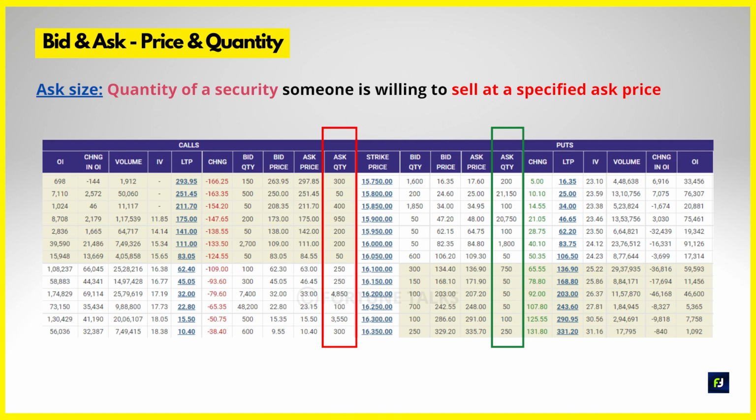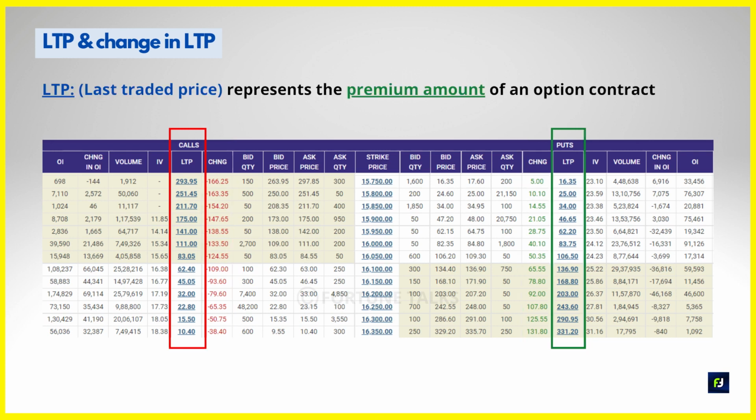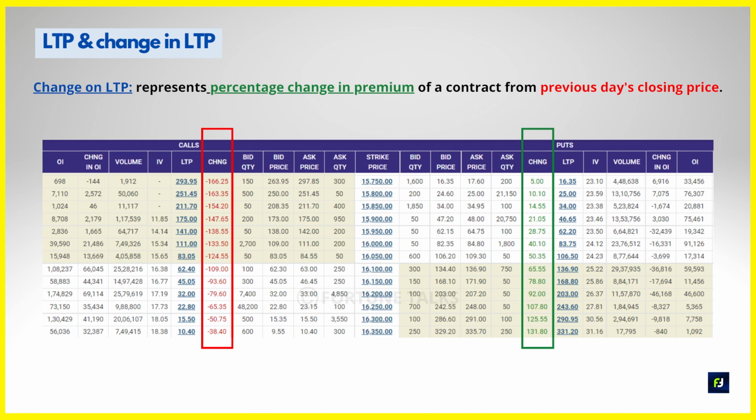So, in short, the bid and ask data helps you visualize the available prices and quantities for a particular strike. Now, beside the bid and ask are the LTP, or the last traded price, and the changes in LTP. LTP is actually the premium of the option at a specified strike price, and the change in LTP is the percentage change in premium compared to the previous day's closing price.